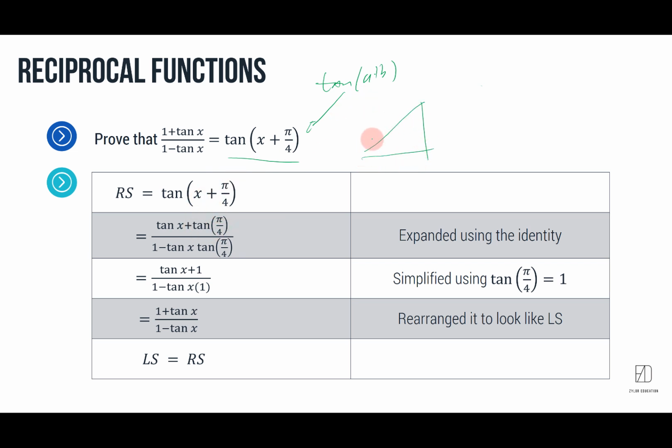We apply our special triangle, that should be 1, 1, root 2, and pi/4 and pi/4. Tan pi/4 should be equal to 1, because that's opposite over adjacent. So we can change our tan pi/4 to 1. So now we have (tan x + 1) over (1 - tan x times 1), and that simplifies to (1 + tan x) over (1 - tan x), which is equal to our left side.